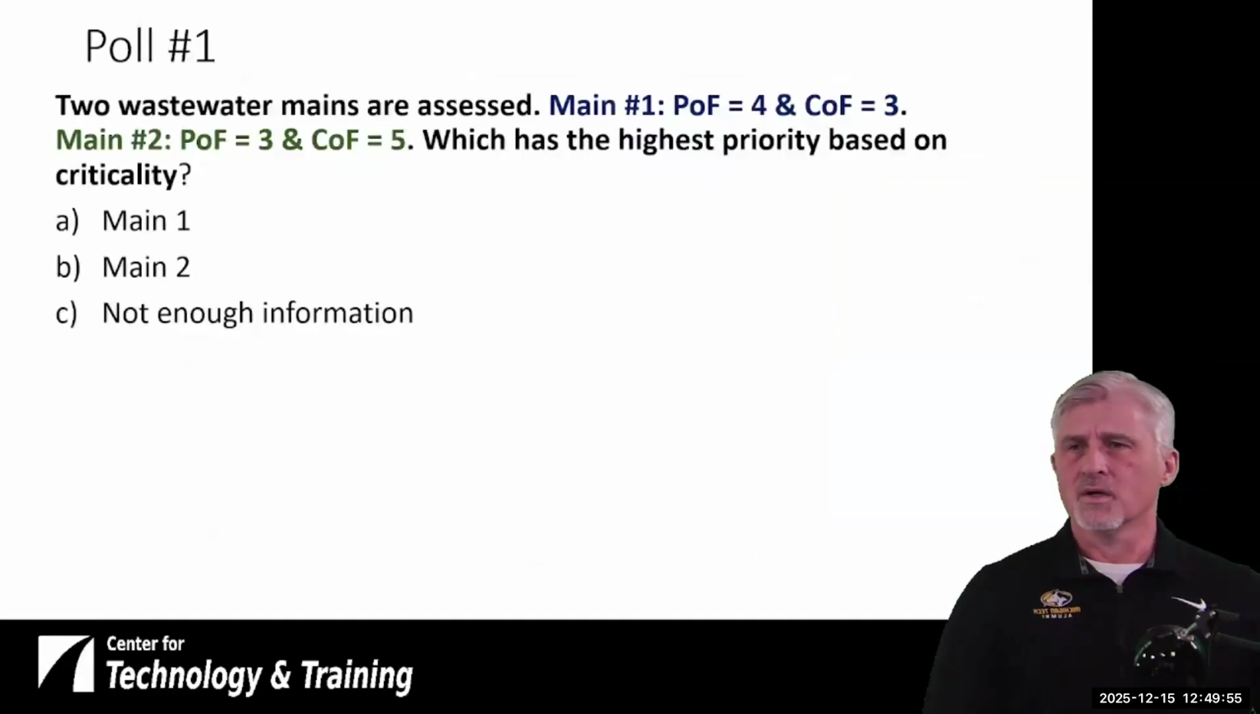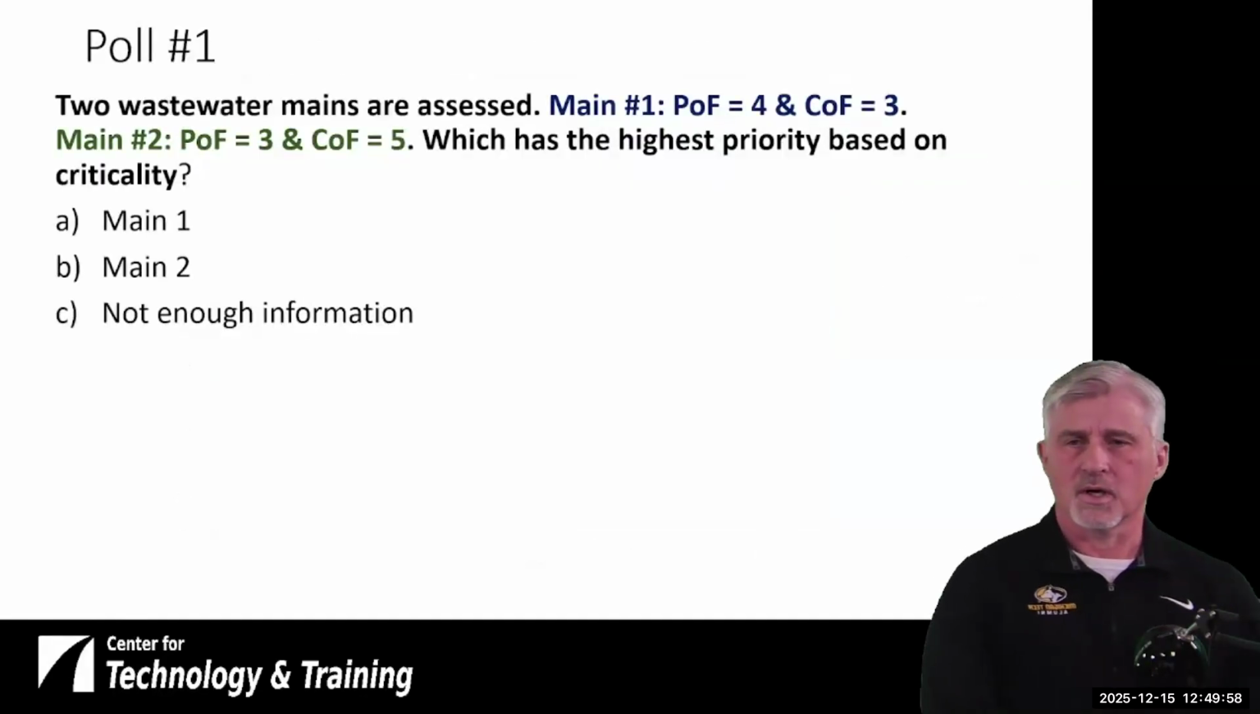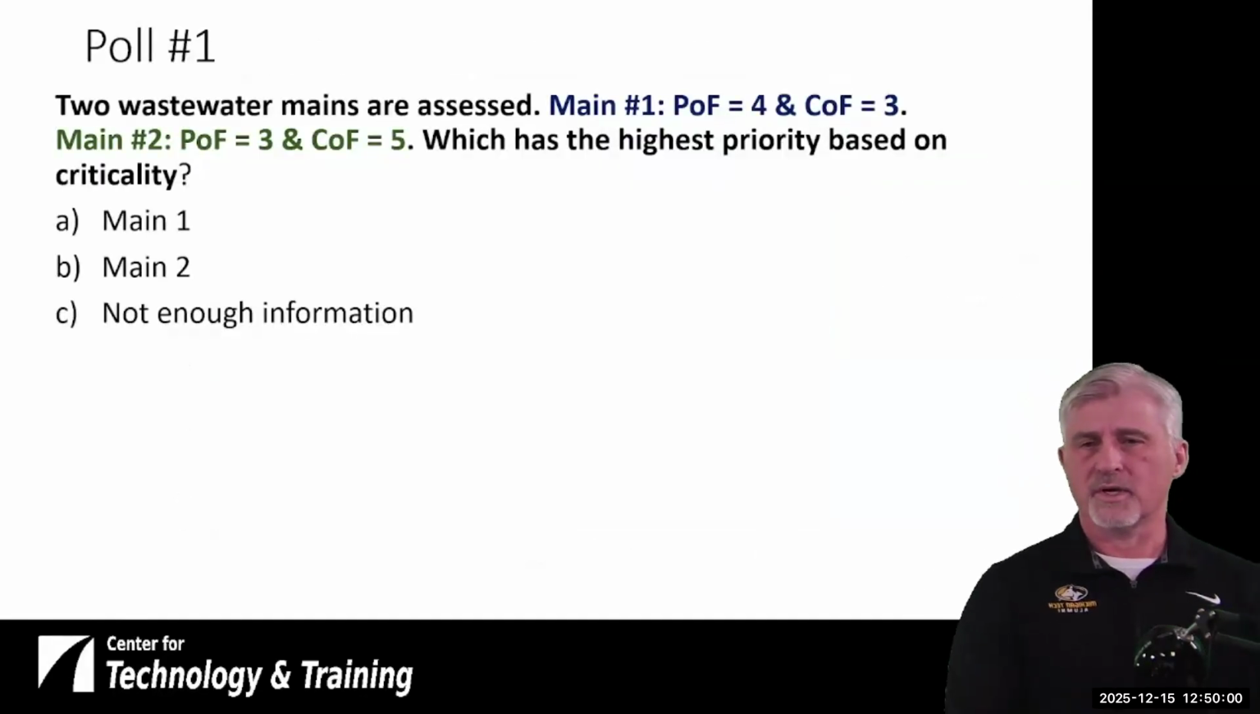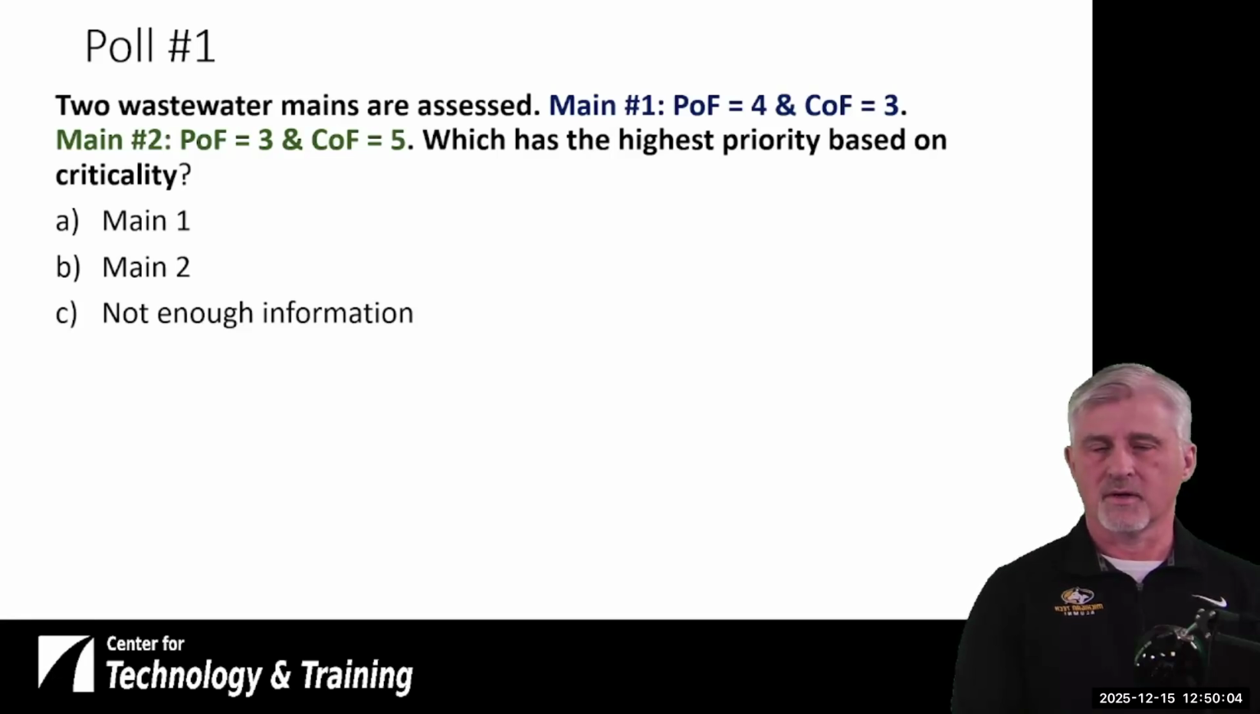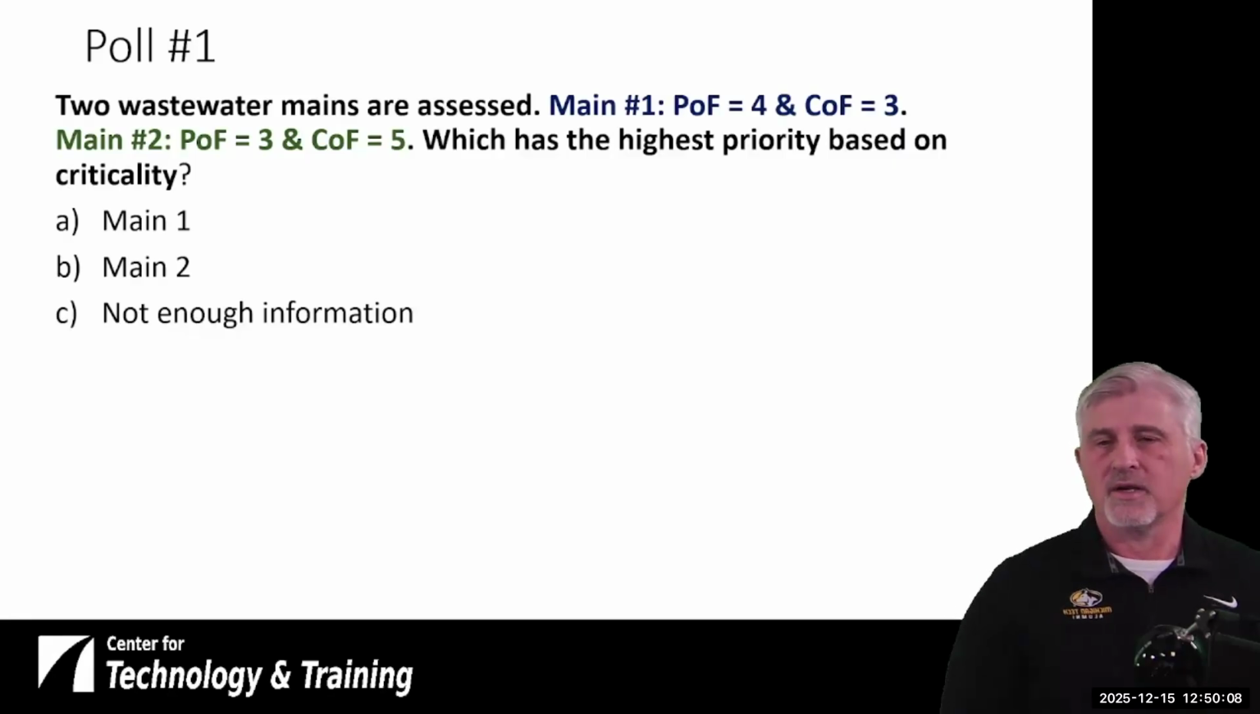So now we're to our first poll. Poll 1: 2 wastewater mains are assessed. Main number 1 has a probability of failure of a 4 and a consequence of failure of 3. Main number 2 has a probability of failure of 3 and a consequence of failure of 5. Which has the highest priority based on criticality? Main 1, main 2, or you don't have enough information to make that determination?